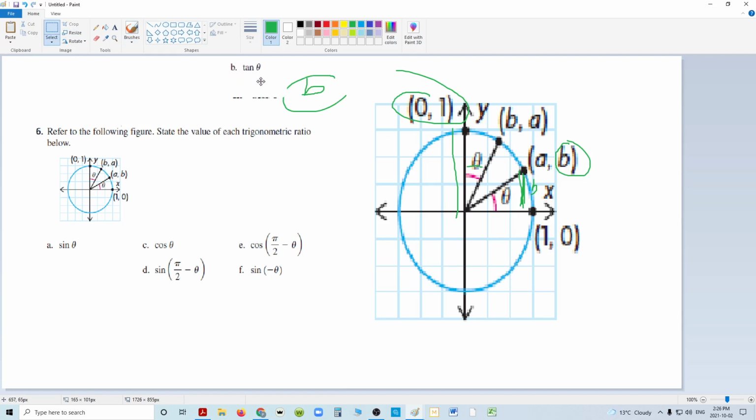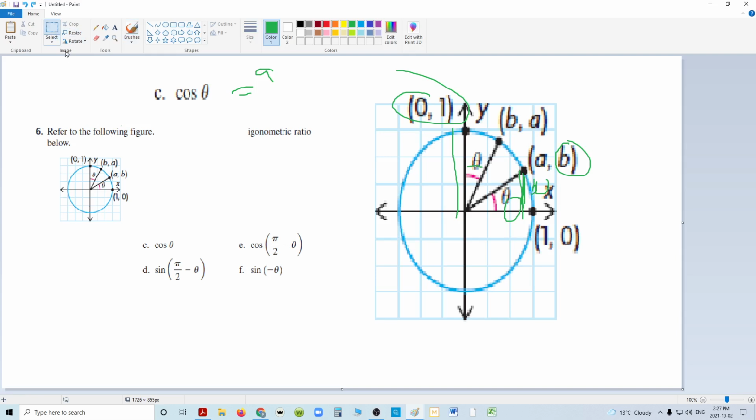Tan of theta is equal to, well, no, we can just use opposite over adjacent, b over a, because b is the height and a is the horizontal length of this triangle here. Okay. So these are all using your SOH CAH TOA. What about the cosine? Well, that's adjacent over radius, which is 1. So that's just cos theta is equal to a.